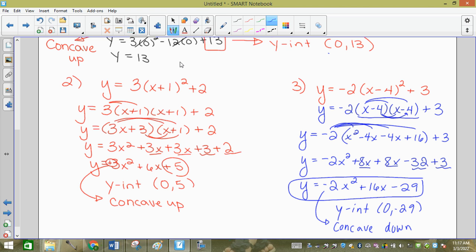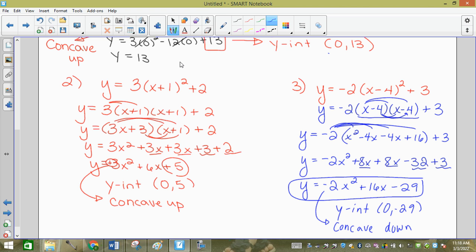So can everyone type this into their calculator, please? I just want to show you how you can check your y-intercept using your calculator as well. So type in negative 2x squared plus 16x minus 29, just to double check. So type that one into your Y equals. Now, for our y-intercept, x equals 0, we agree? Right? Everyone's following along? Our y-intercept is where x equals 0, so this is how we do it.